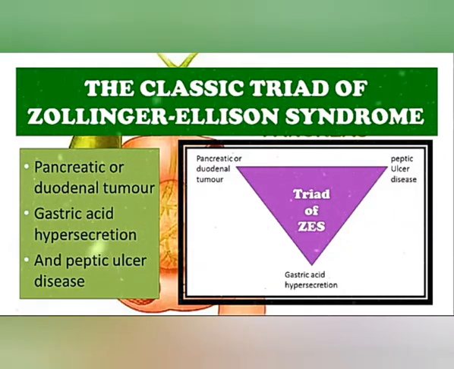And of course, if we have this, it's going to lead to the development of some ulcers, because that extremely acidic environment is going to start eroding away the lining of the stomach. And that's basically what an ulcer is. So this gastric acid hypersecretion is going to give way to the development of peptic ulcer disease. So this is the classic triad of Zollinger-Ellison syndrome. So do keep that in mind.